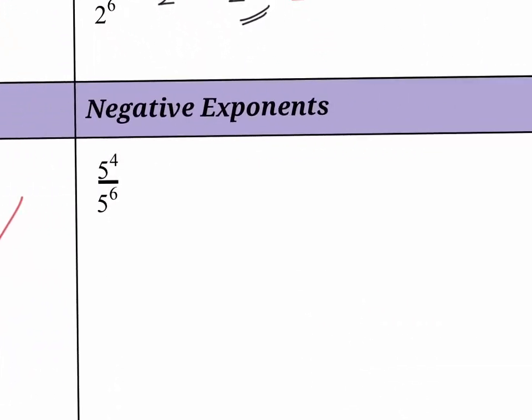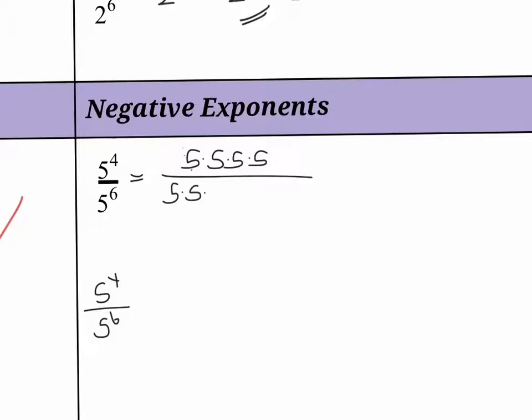Okay, so let's take a look at what this means. We're going to do this in two different ways. So I'm going to put this underneath. Let's just expand this out and figure out, oh, no, this is not 4, it's 5. Let's just figure out what this is going to equal. So we've got 5, 5, 5, 5. So we've got 4 5s on top, and then we have 6 5s down below. 1, 2, 3, 4, 5, 6.